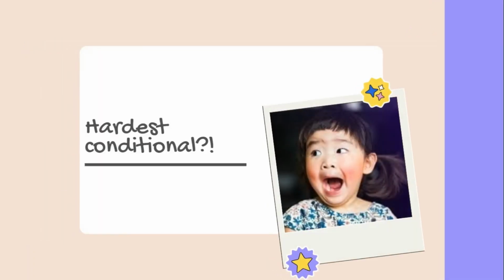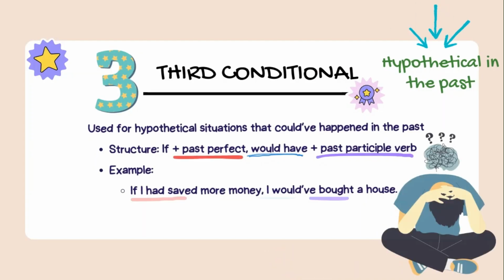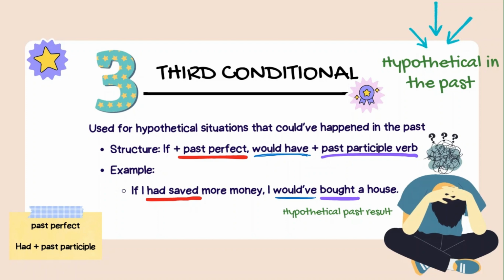Finally, we have the supposedly hardest conditional of them all, the third conditional, which is also used to talk about hypothetical situations, but not about things that could happen in the future. Instead, it is used for things that could have happened in the past, to theorize about what the results could have been like. This conditional is mostly used to talk about past regrets. Here we have the example: if I had saved more money, I could have bought a house.